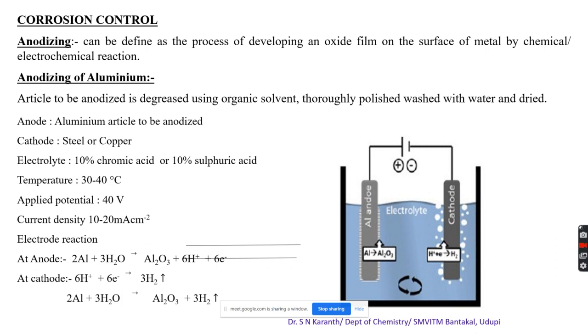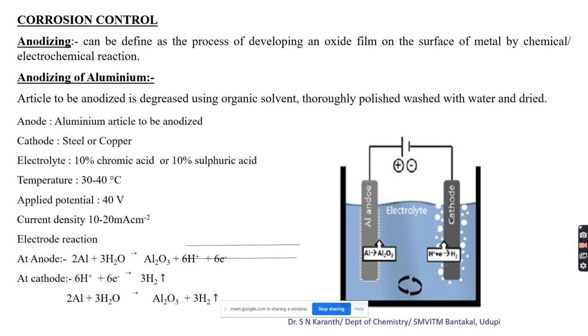Under inorganic coating, we come across two categories. The one is anodizing. The second method is phosphating. The phosphating method is nothing but converting a surface layer into a metal phosphate by using a suitable phosphating salt. In this case, anodizing is included in your syllabus, so that's why I'll take it in detail.